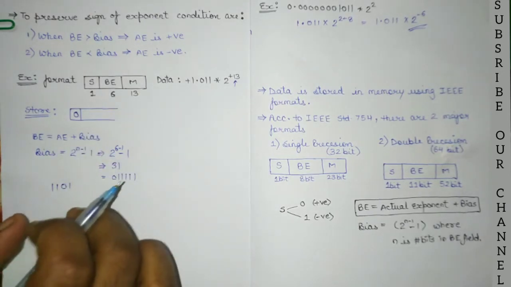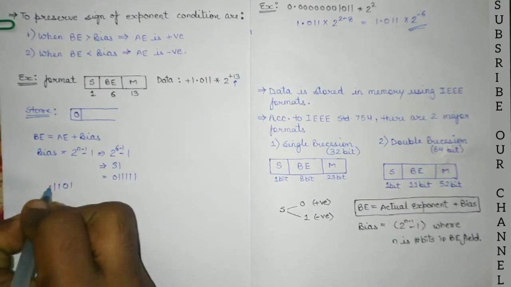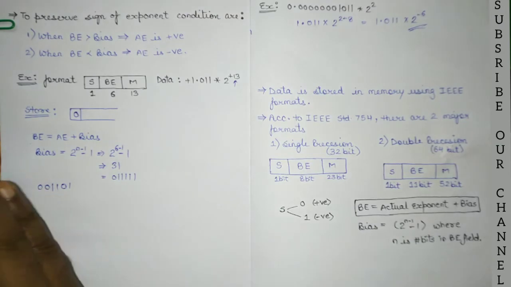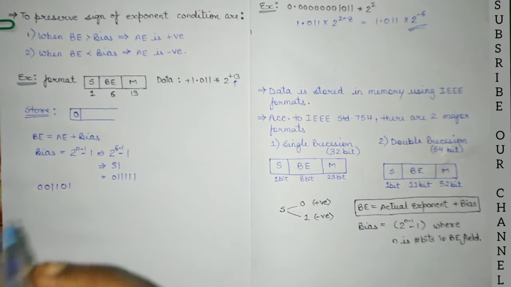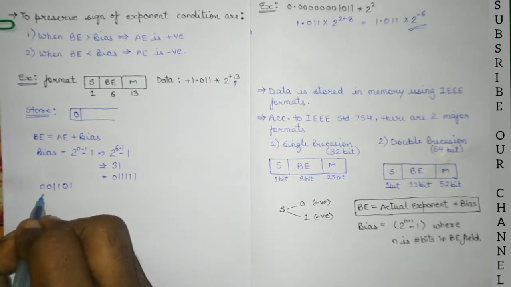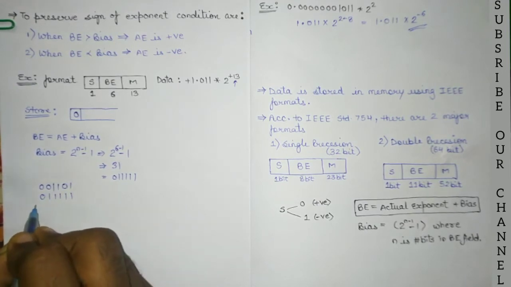So if it is actual data, not fraction data, then we can pad 0 at the left hand side at the MSB place, and if it is a fraction, we can pad the zeros at the right hand side, right? So now this is the actual exponent. We have to add the bias value. So the bias value is 0 1 1 1 1 1. So just add these values.